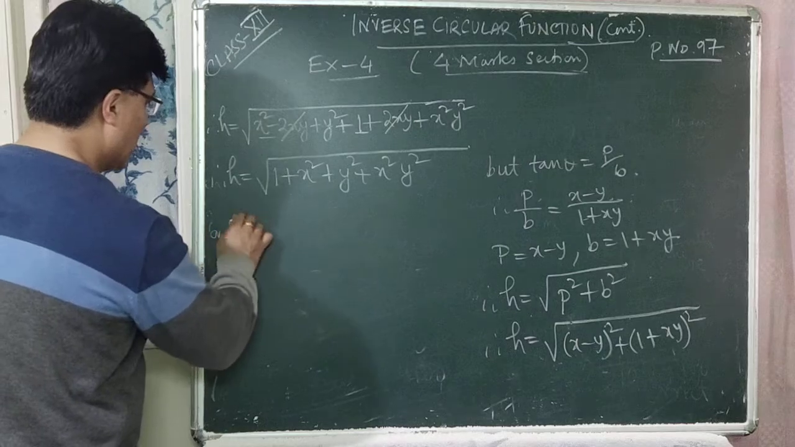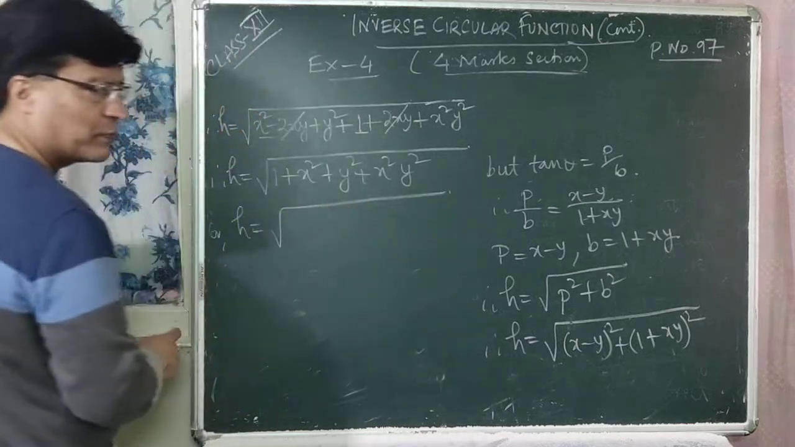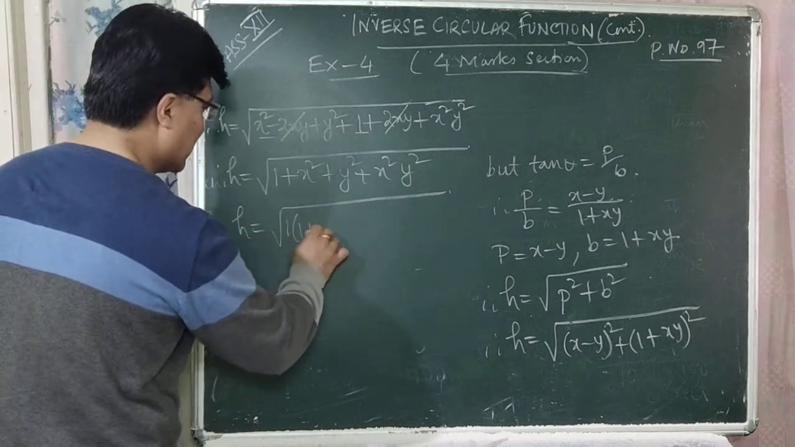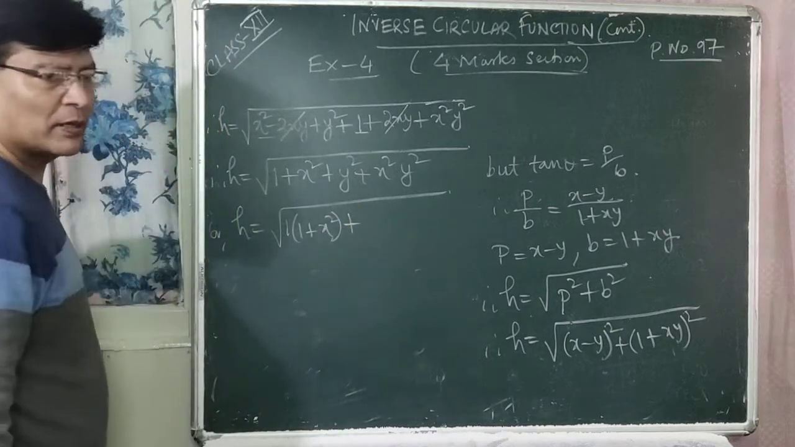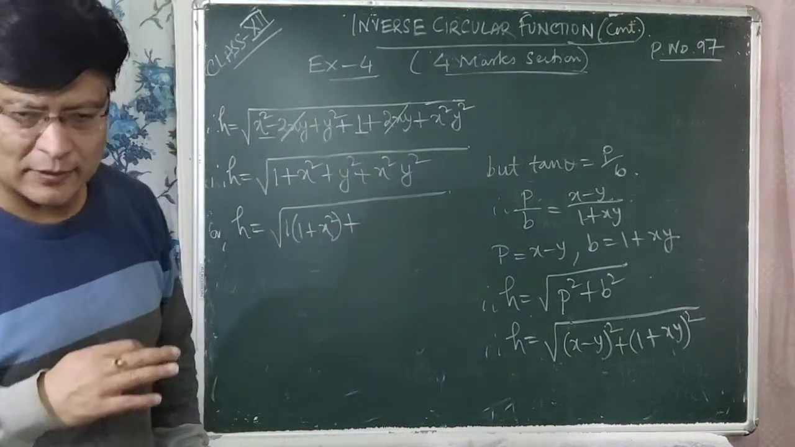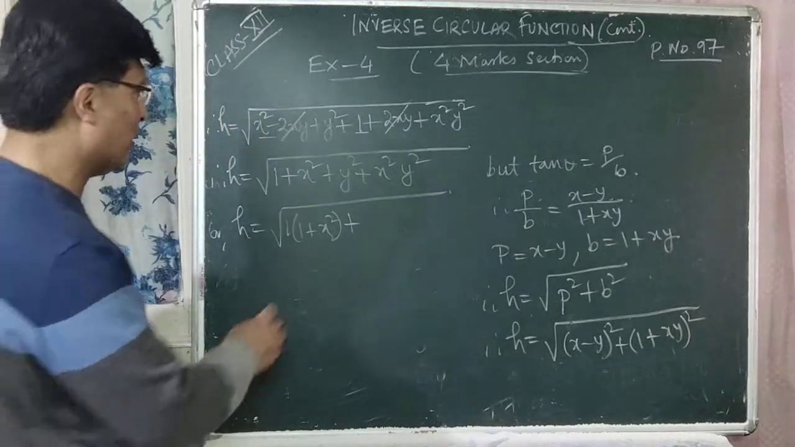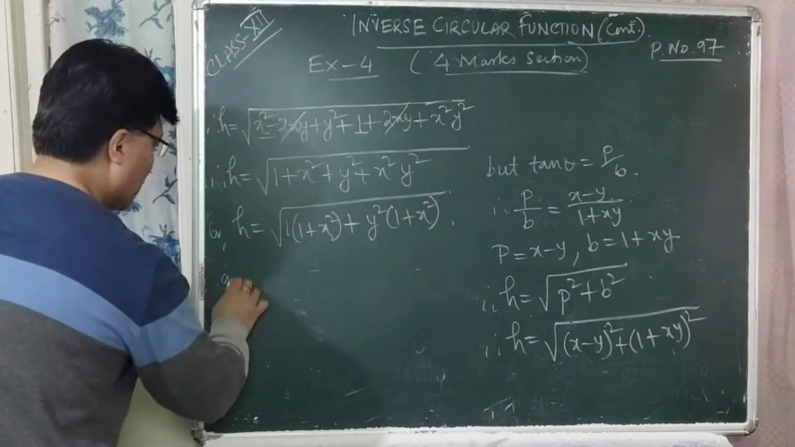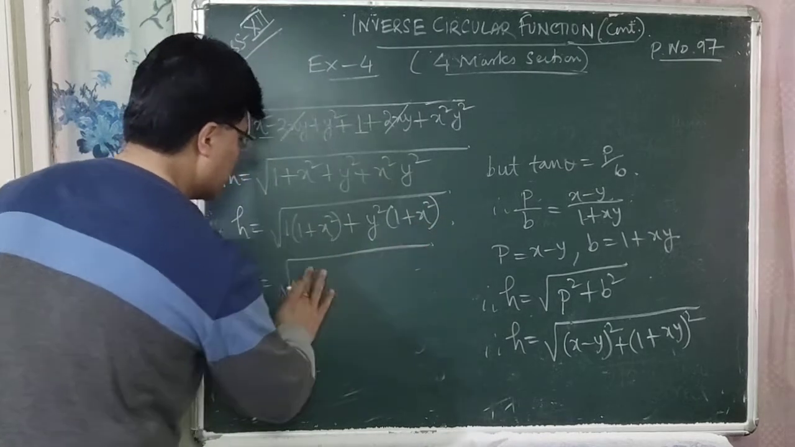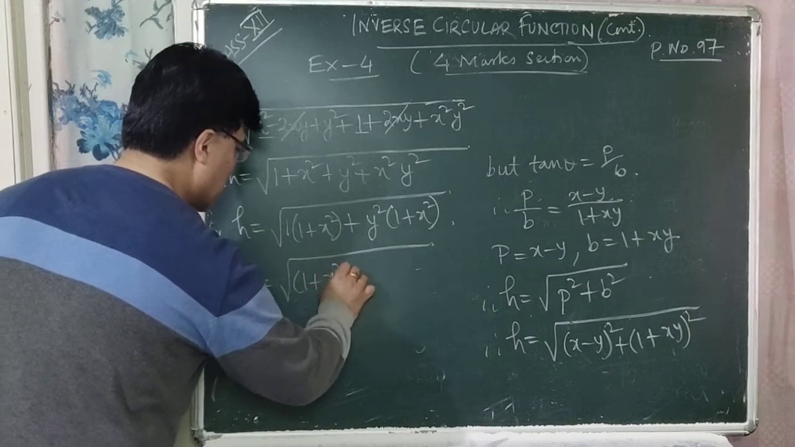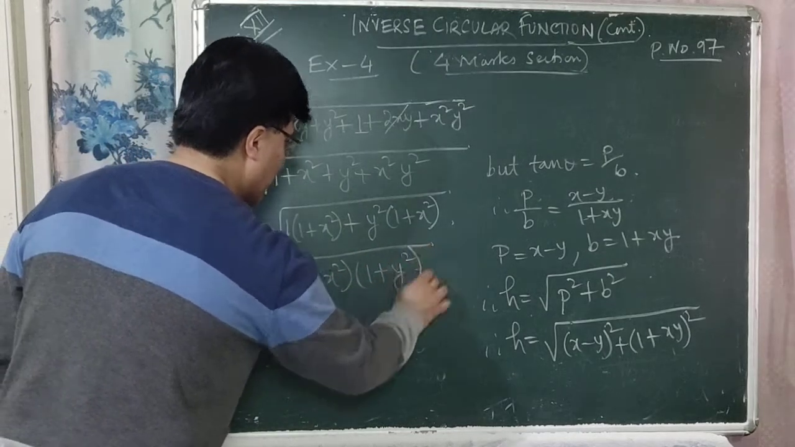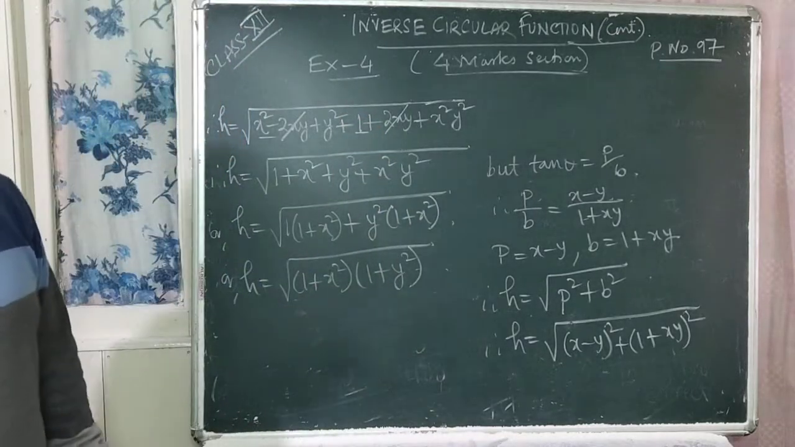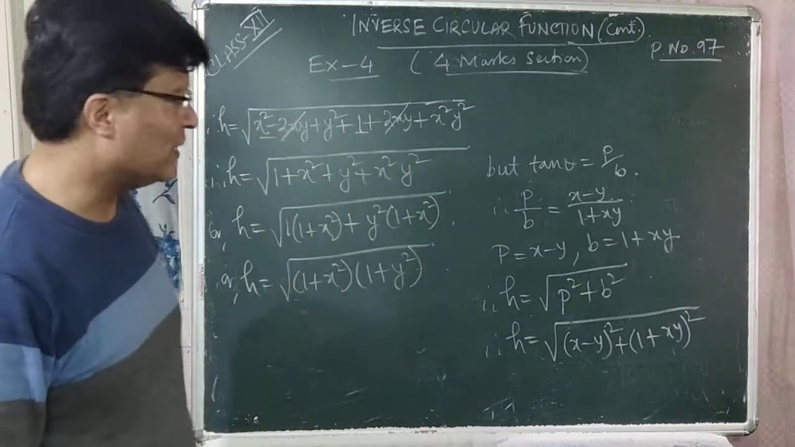So h is equal to root over. Now, from the first 2 terms, what is common there? There is only one common. So it is 1 within bracket 1 plus x square, plus, from the next 2 terms, what is common there? y square, isn't it? y square within bracket 1 plus x square, right? So h is equal to root over, what's common here? It is (1 plus x square) into (1 plus y square). So we get the value for h as root over (1 plus x square) into (1 plus y square). So this is the value for h.